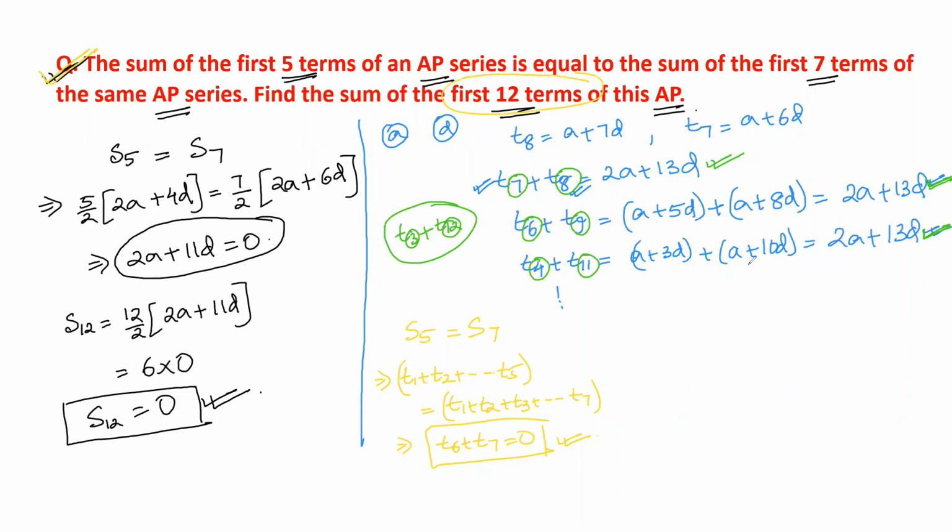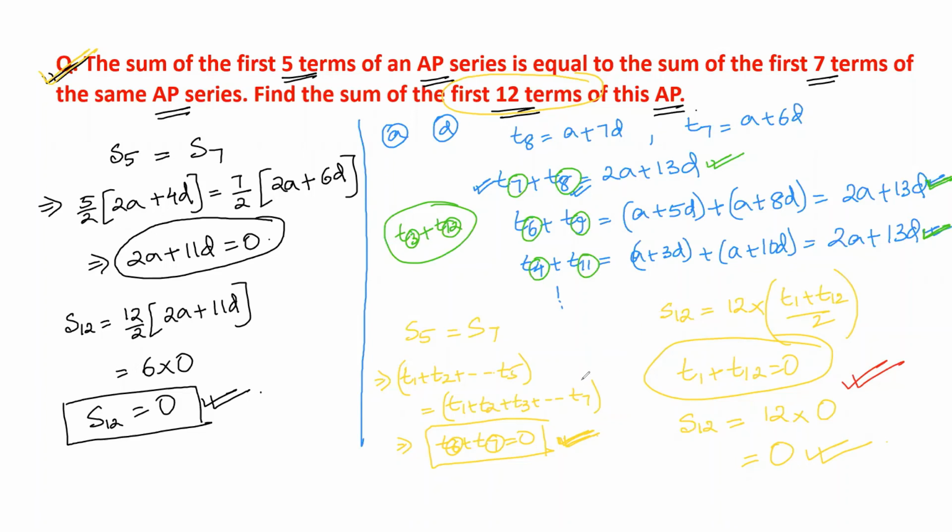Now, to find the sum of the first 12 terms of this AP, we can write S12 as 12 times the average of the first term and the 12th term. Since T6 plus T7 is 0 and the summation of 6 plus 7 is 13, we can say that T1 plus T12 will also be 0, as 1 plus 12 will also give us 13. So the sum of the first 12 terms of this AP series would be 12 into 0 by 2, that is 0. So by knowing this shortcut, we can solve this question very easily. That's why I would suggest you all to remember such kind of shortcuts, as it would save us a lot of time. So the sum of the first 12 terms of this AP series is 0.